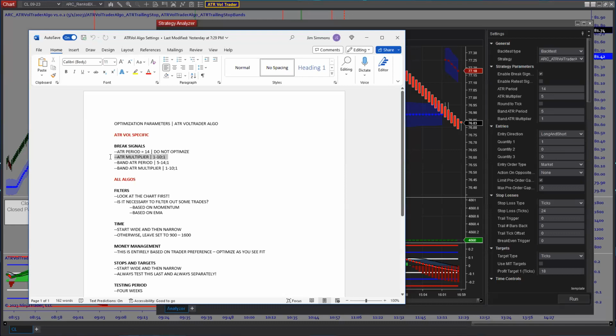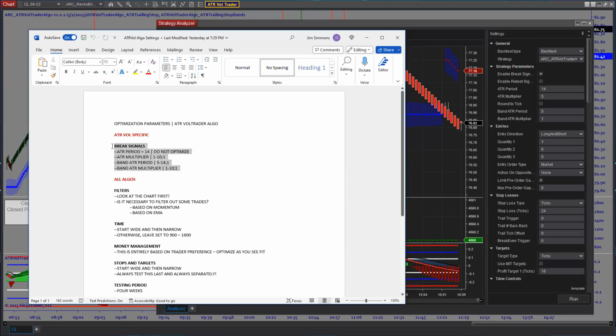ATR multiplier. I've got a little cheat sheet here for us. This is ATR vol specific. This is not any other algo. It's based on this algo, right? Every algo is different. So ATR period, do not optimize. Keep it at 14. ATR multiplier, I gave you the thresholds, 1 to 10, and then you optimize it by ones. Band ATR period, 5 to 14, optimized by ones. Band ATR multiplier, 1 to 10 by 1.